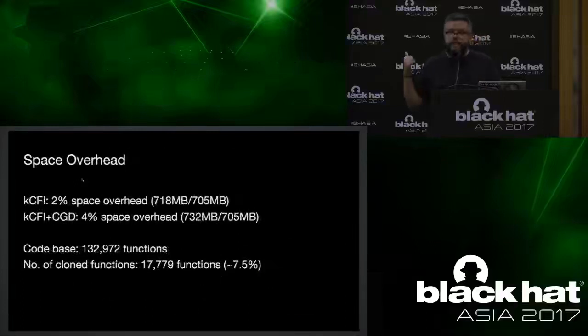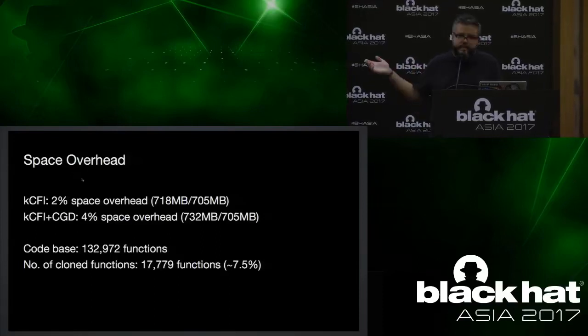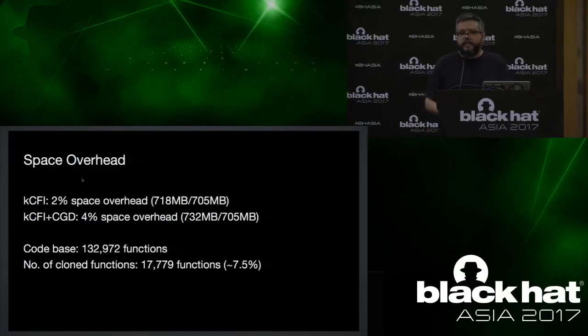So for KCFI, without the CGD optimization, we have a 2% space overhead, and we are talking about a kernel that has 718 megabytes. It raised it to 718 megabytes from 705. If we do the CGD optimization, then we are cloning functions, so the overhead is bigger, and we get a 4% space overhead. Just to let you know, the code base we used had 132,972 functions, and we cloned 17,779 functions. So in terms of numbers, it's considerable, but still not that much size overhead.